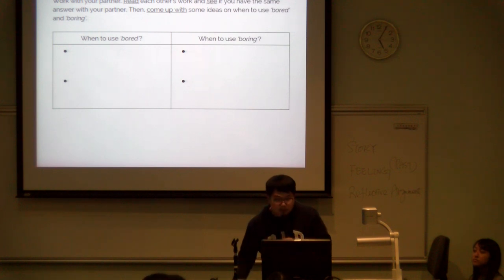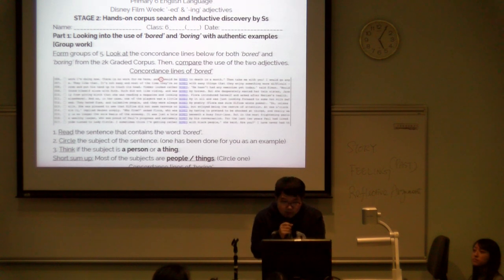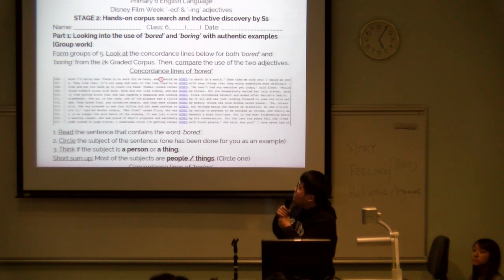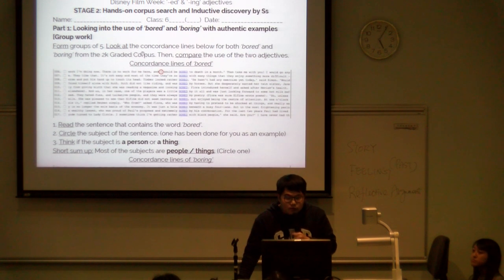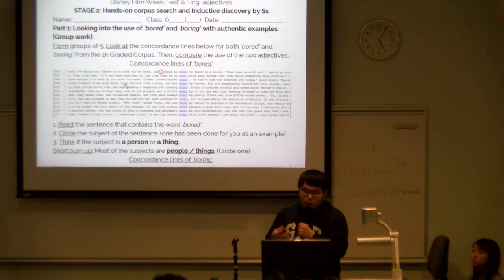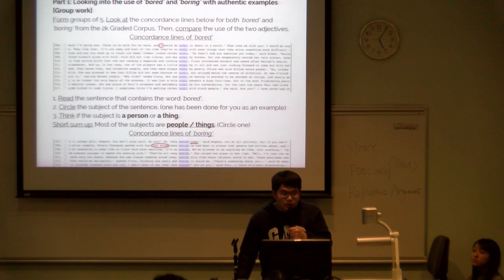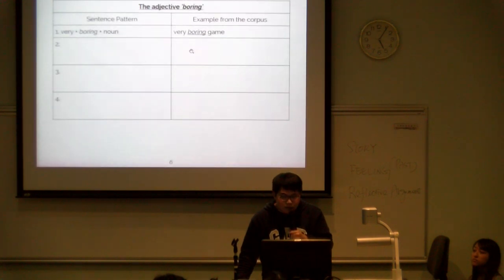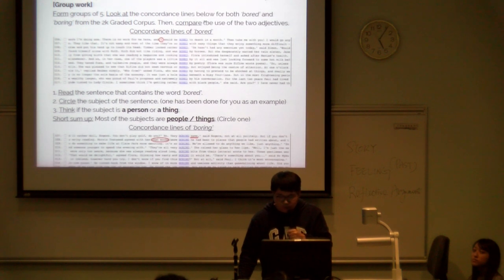And stage two will be the hands-on corpus search and inductive discovery by students. So in this task, students will be working into groups of five, okay? So they will be asked to search the word from the corpus, or if there is no PC, we will provide the concordance lines for them. So there are some clear guidelines provided. So the aim is to compare the use of the two adjectives.